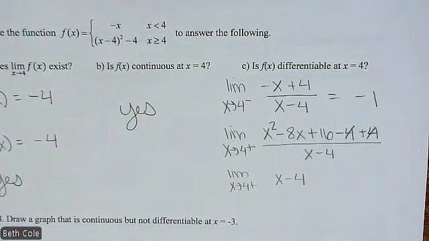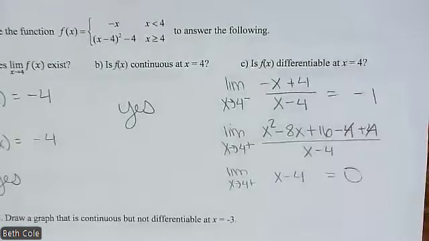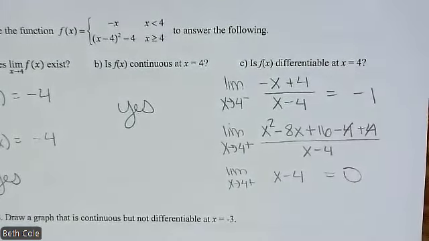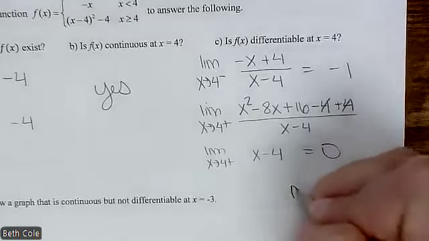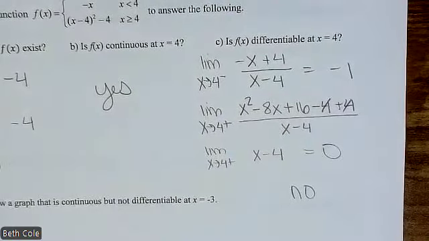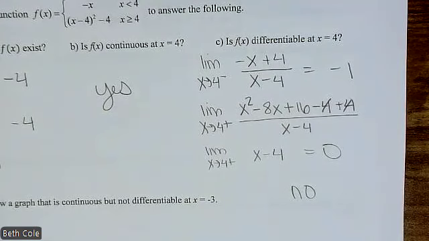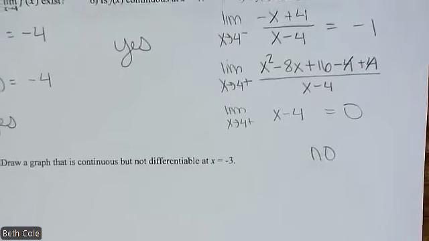So if you plug 4 in there, what do you get? 4 minus 4, 0. So what's the overall answer to the whole thing? No. Well, why is it no? They aren't equal. All right. That was a lot of work for no.